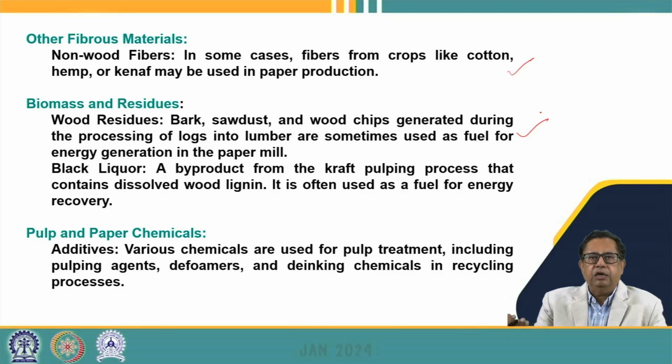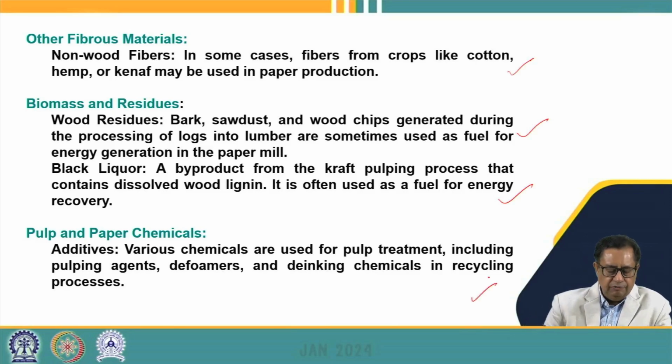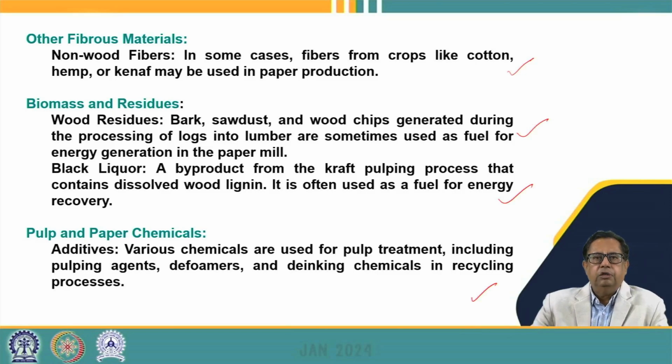For example, a lot of bark, sawdust, and wood chips will be generated when we are processing the logs, and these can be used as a fuel for energy generation. Similarly, black liquor, which we will be discussing during the kraft process, may also contain a lot of dissolved lignin, so it may also be used as a fuel for energy recovery. And we may also add a number of chemicals, like pulping agents, defoamers, and de-inking chemicals. So they also are added during the paper making process.